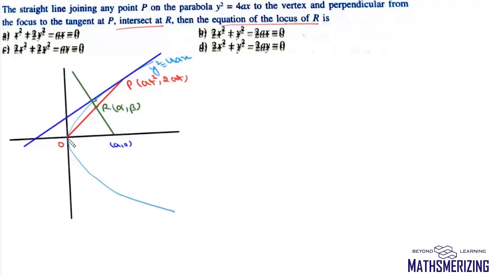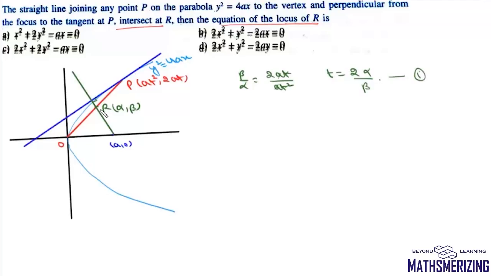Now for this O, P and R, they lie on a straight line. So that means beta upon alpha, that is the slope of OR, must be the same as the slope of OP, which is 2at upon at². So here a and a will cancel, t will also cancel. So we'll get t equals 2 alpha upon beta. So that's my first relationship.